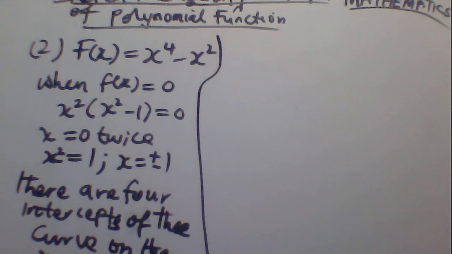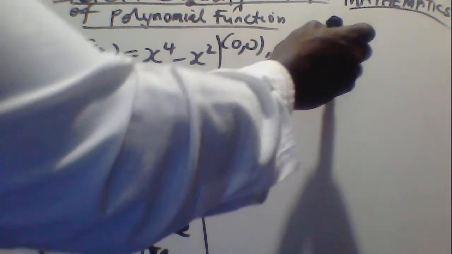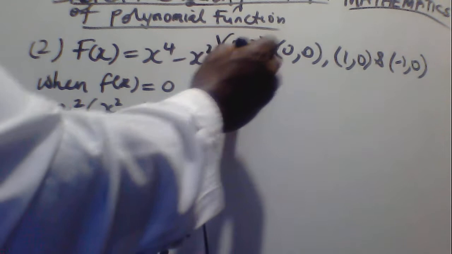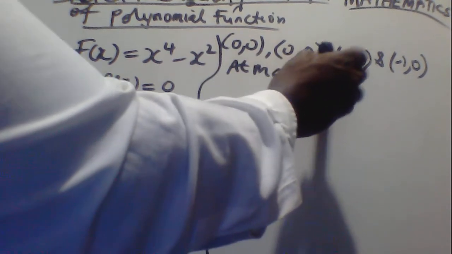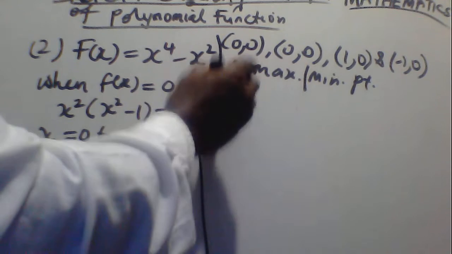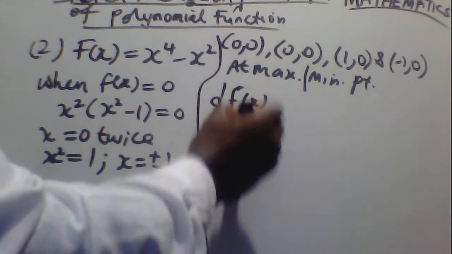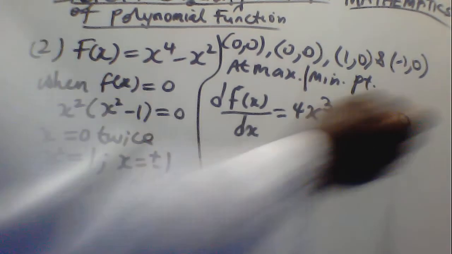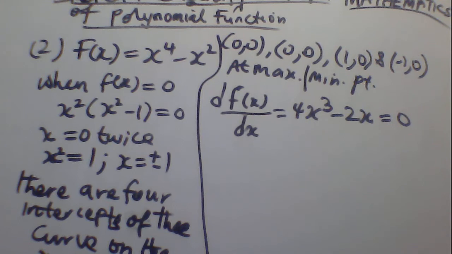The second thing we do is to find the maximum and the minimum point of the curve. We have gotten the intercepts on the x axis. So the next is to find the maximum and the minimum point. At the maximum or minimum point, the derivative of the function with respect to x will give us 4x raised to power 3 minus 2x, and at that point it's supposed to be equal to 0. The rate of change of the function with respect to x will be equal to 0.